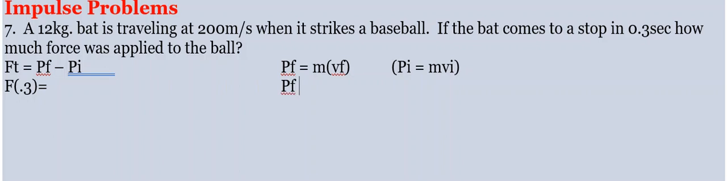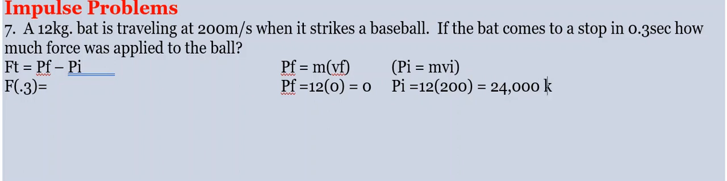PF is equal to the mass, which is 12, times the velocity final. Well, it comes to a stop, so it's going to be times 0. So that tells me that PF, or 12 times 0, has to be equal to 0. Now let's find PI. PI is equal to the mass, again 12, times the initial velocity, which was 200. This bat was really moving. So that initial momentum is 24,000 kilogram meters per second.